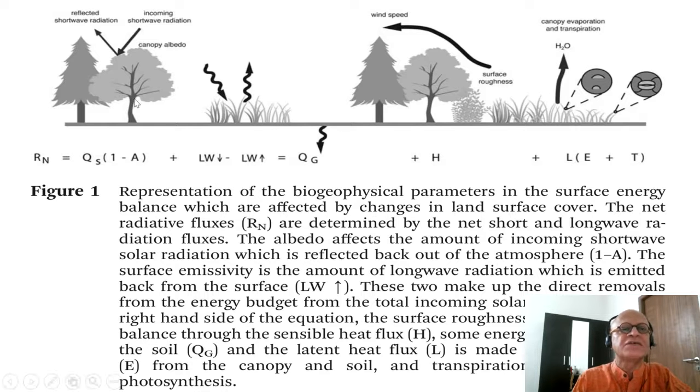So it's looking at the reflected shortwave and canopy albedo. So that's the incoming shortwave and being reflected by albedo A. Then you also have long wave radiation being reflected, which also depends on various properties of the vegetation. So this is scattering and reflecting and absorbing versus emitting long wave radiation. And then there is heating of the ground because of that.